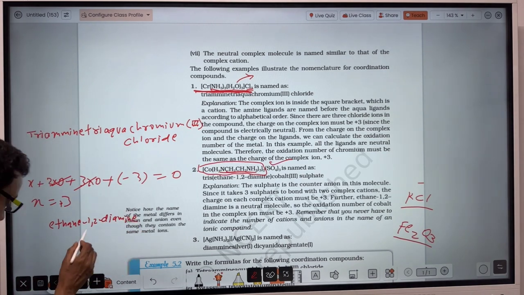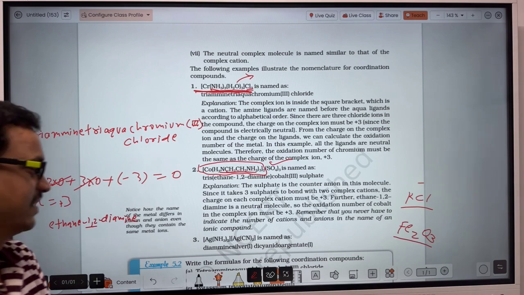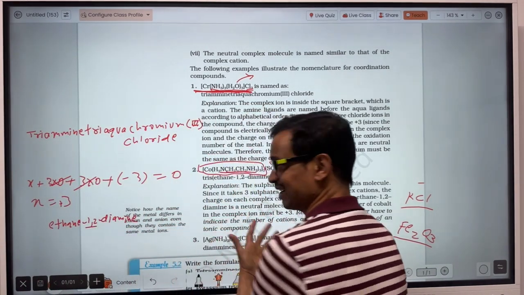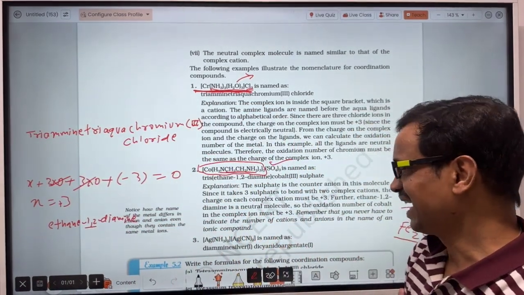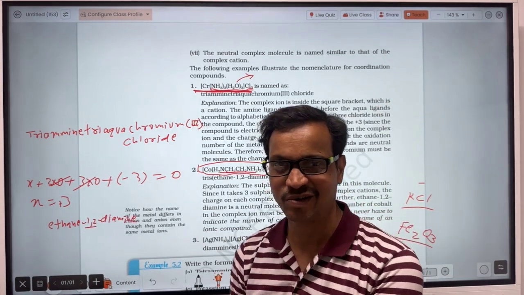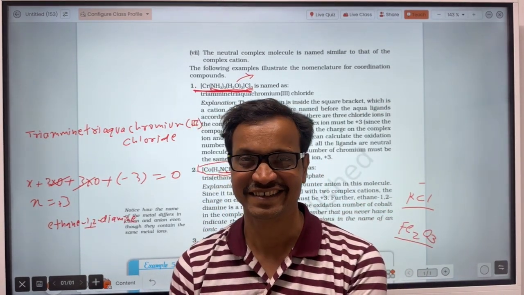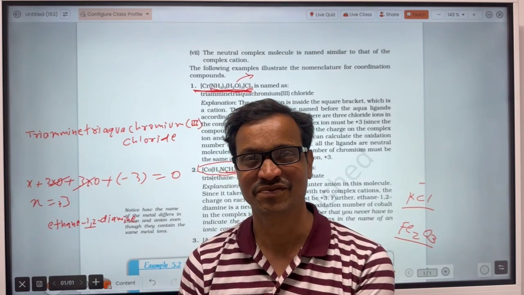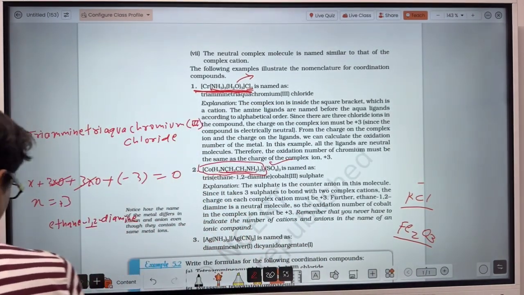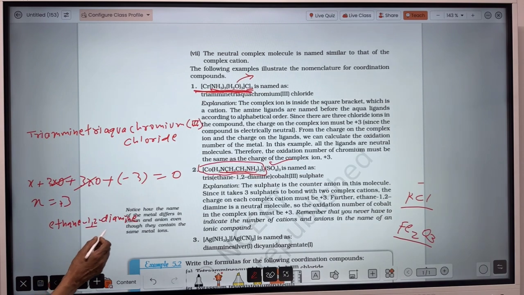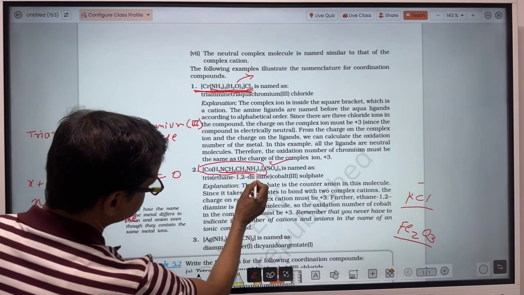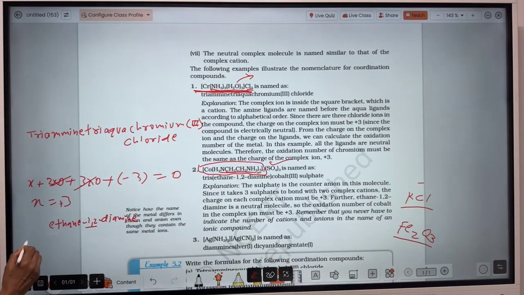Okay, a number has come here. In the name of the ligand, there is a number. So we will have to write bis in place of di, tris in place of tri, tetrakis in place of tetra. So here we write ethane-1,2-diamine, and it is 2 here. Here, no, sorry, there is 3. So we will write it inside the bracket, and that's why we will write tris.